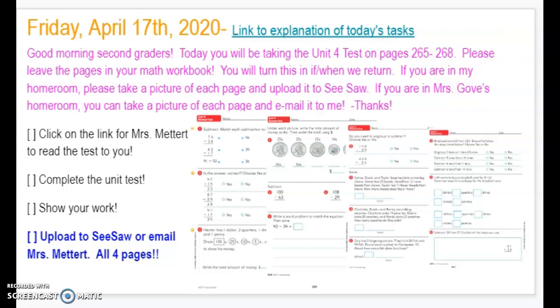When you finish, if you're in Mrs. Mettert's class, you're going to use your Chromebook or Mom or Dad's cell phone to send me all 4 pages of your test. If you're in Mrs. Gove's homeroom, but in my math class, you're going to use Mom or Dad's cell phone to take a picture of them, all 4 pages of your math test, and email them to Mrs. Mettert at mettertg, M-E-T-T-E-R-T-G, at district112.org. Okay?